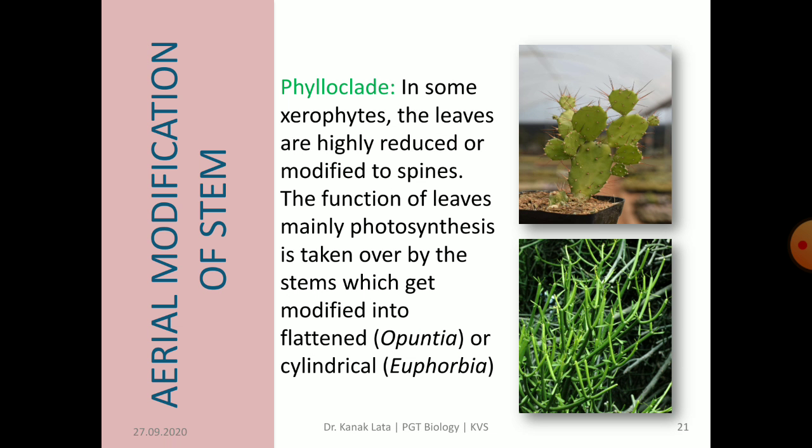Now it is about phylloclade, which is another aerial modification of a stem. It is seen in xerophytic plant. In case of xerophytes, the leaves are highly reduced and modified into spines, and the function of leaves, mainly the process of photosynthesis, is taken over by the stem, which get modified into flattened or cylindrical structures to perform photosynthesis. Flattened structure is seen in Opuntia and cylindrical structure is seen in Euphorbia. You may observe the first figure is of Opuntia and second is of Euphorbia.